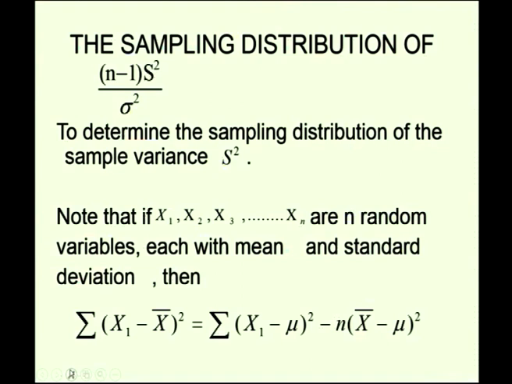So, in continuance with that, we are going to discuss about sampling distribution of n minus 1 into S square by sigma square. That is to determine the sampling distribution of the sample variance S square. Note that if x1, x2, x3 etc. up to xn are n random variables each with mean mu and standard deviation sigma, then summation xi minus x bar whole square is equal to summation xi minus mu whole square minus n into x bar minus mu whole square. Let us see how this is arrived at.